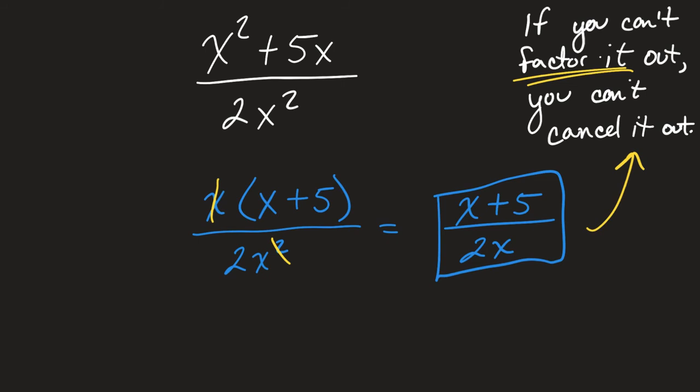Can I factor out an x from x and 5? No, the answer is no, I cannot factor. So if I cannot factor out an x, I cannot cancel out an x. So keep that in mind. If you're not sure on something you can do, keep that little topic in mind.